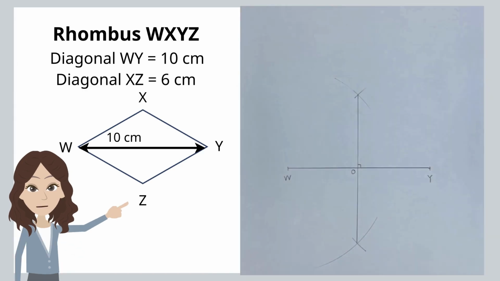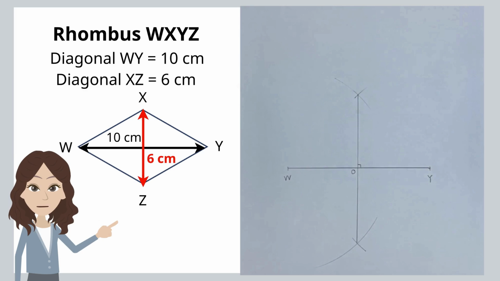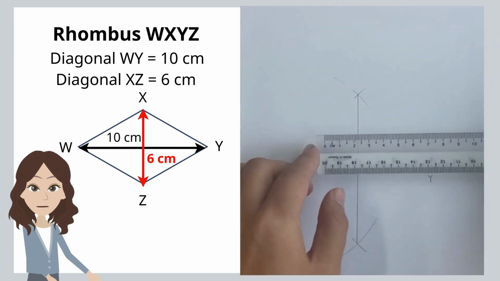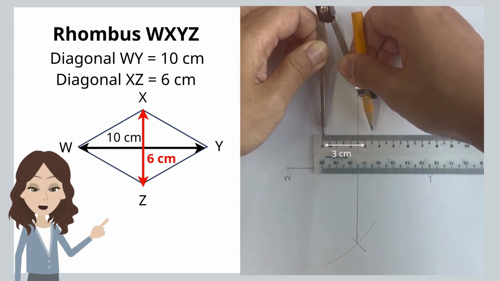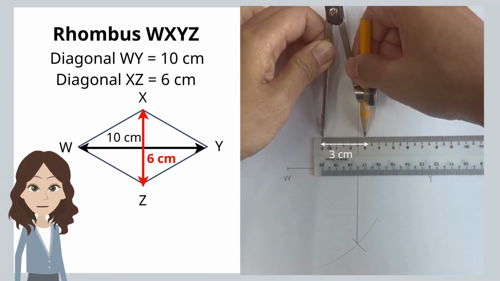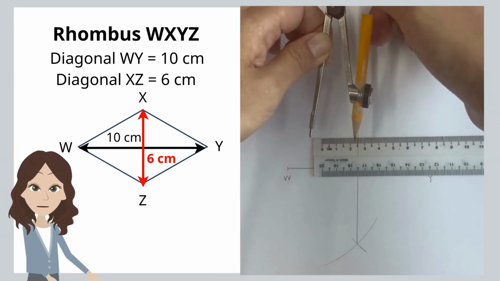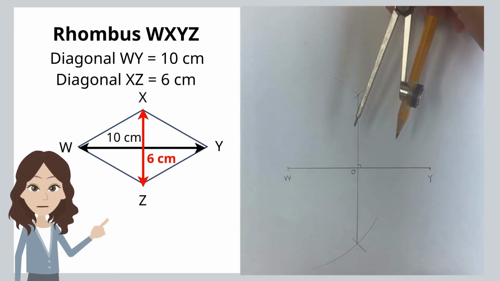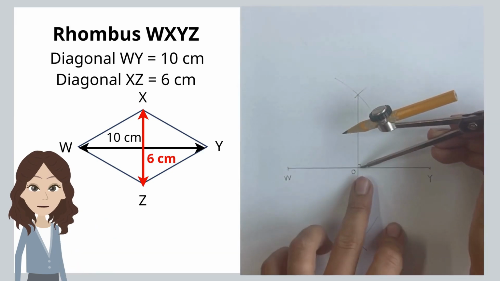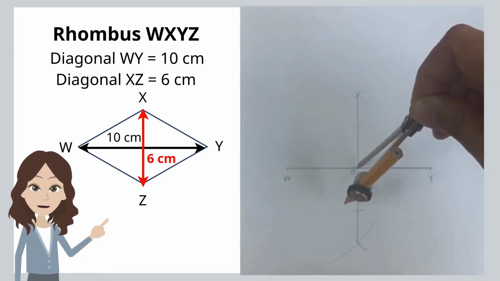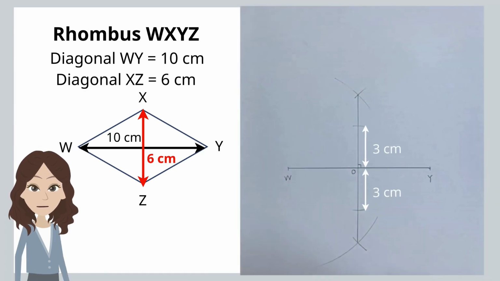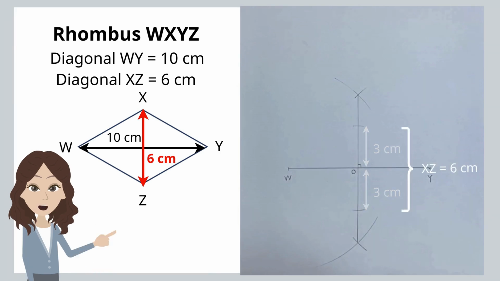Step 4. Draw its other diagonal, XZ, which is 6 centimeters. First, widen the arms of a compass to half the length of XZ, which is 3 centimeters. Then, from point O, mark 3 centimeters on the vertical line, above and below WY. This gives us the diagonal XZ to be 6 centimeters.